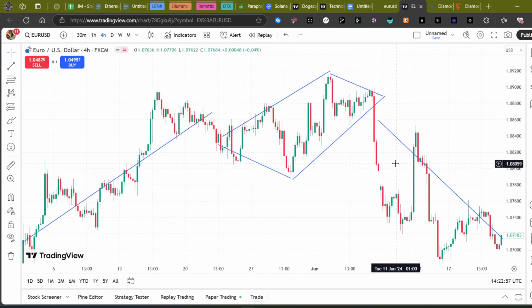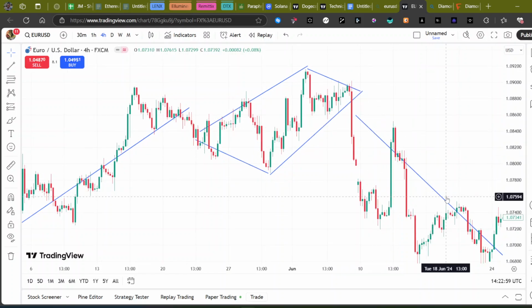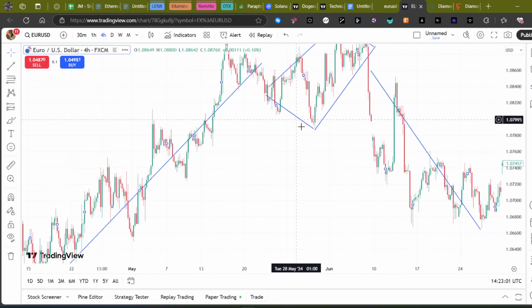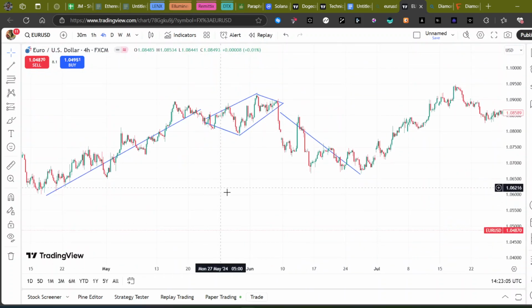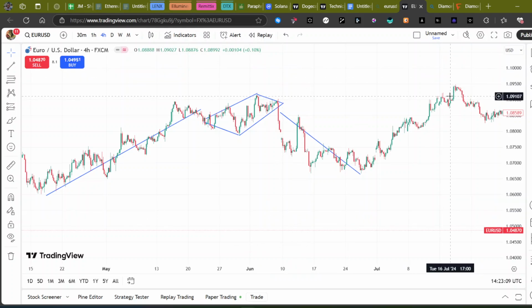It matters a lot. Okay, if price breaks downward from a diamond top, it signals a bearish reversal. On the other hand, if it was a diamond bottom and price breaks above, it signals a bullish reversal. Okay, now a warning: not every diamond shaped pattern on the chart is a valid diamond pattern. So always look for clear structure and confirmation before making a trade.